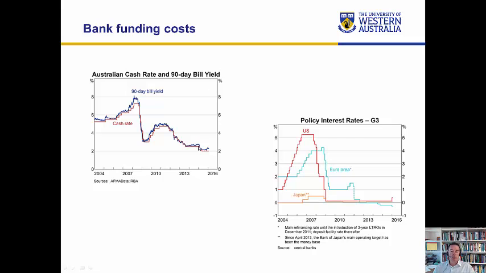So the next question is, well, why do they move so closely with the cash rate? Why does the 90-day interest rate move so closely with the cash rate? And in fact, also the 30-day bank bill rate moves even closer with the cash rate than the 90-day rate does. The reason these two interest rates are so closely correlated is that the overnight cash market and the 90-day bill market have a degree of substitutability between them.